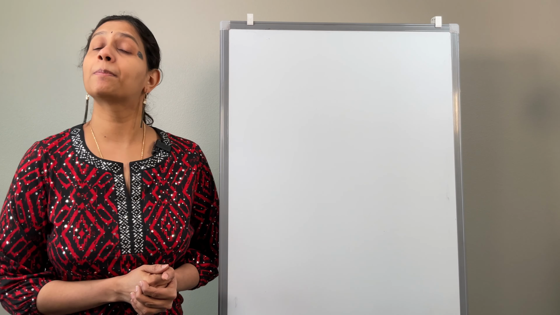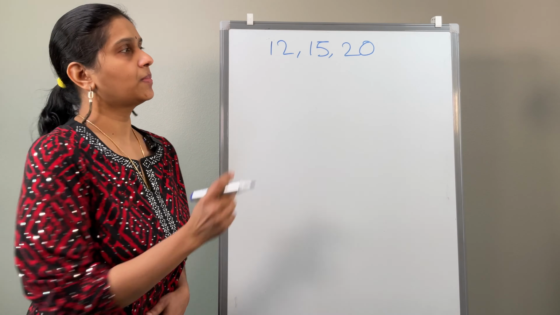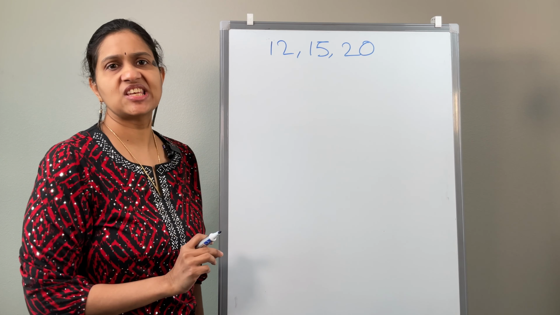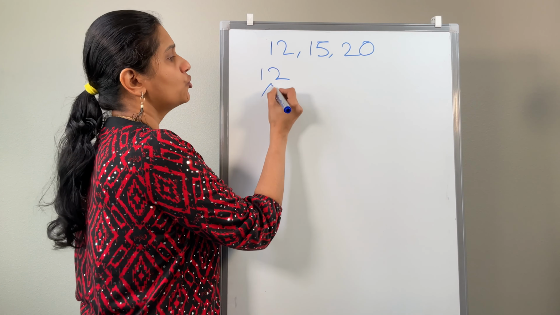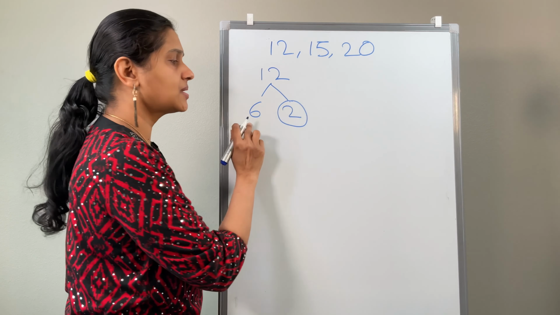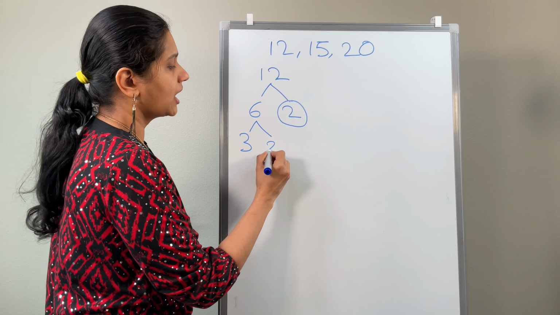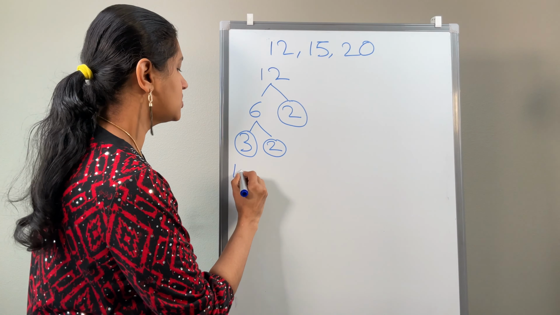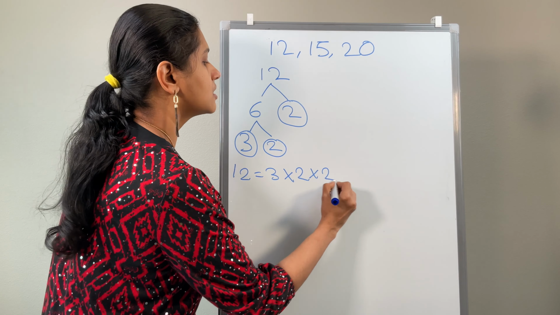Now let us start with the prime factorization strategy with an example. Consider the numbers 12, 15 and 20. We are going to do the prime factorization of these numbers to start with. What is the prime factorization of 12? It's going to be 6 times 2. What is the prime factorization of 6? It's going to be 3 times 2. So, what is the prime factorization of 12 as such? It's going to be 3 times 2 times 2.